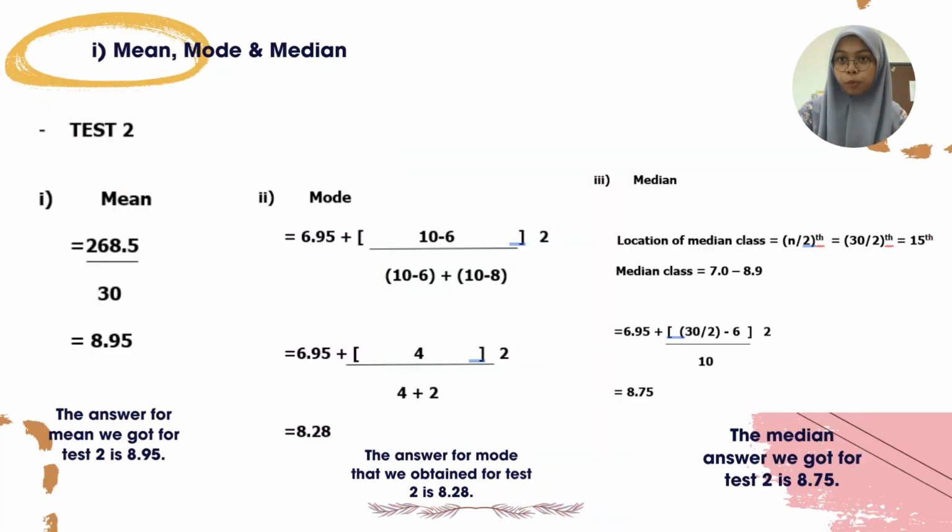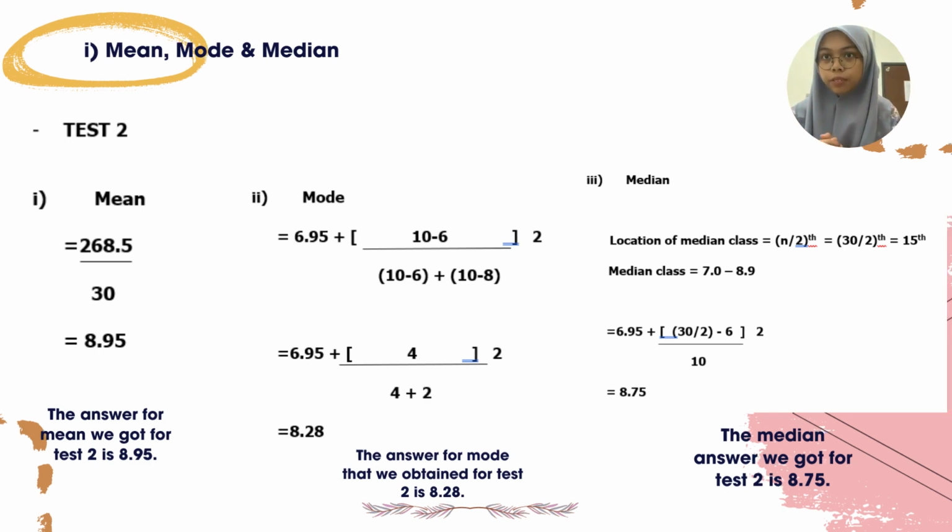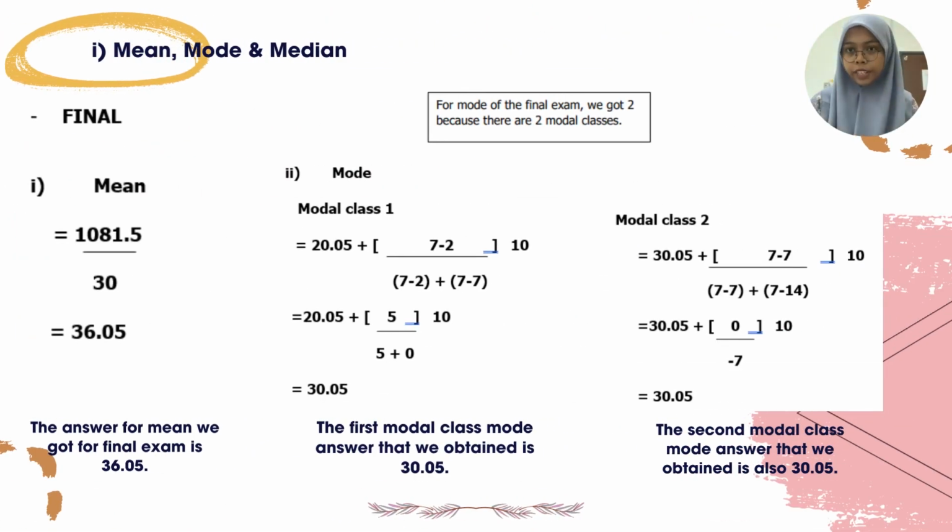By applying the formula we stated before, the answer we got for the mean for test 2 is 8.95, and the answer for the mode that we obtained for test 2 is 8.28. Next, the median answer we got for test 2 is 8.75. Moving on, for the final exam, the mean we got is 36.05.